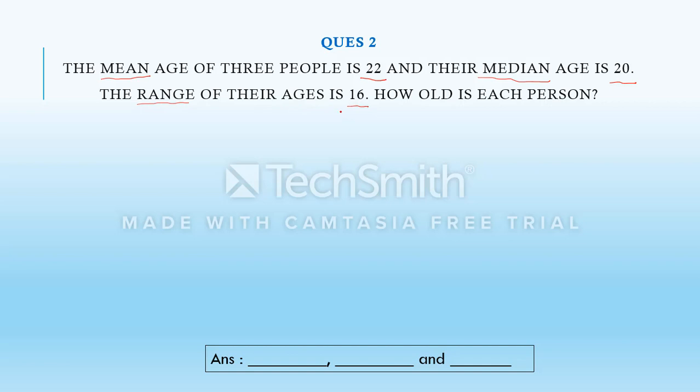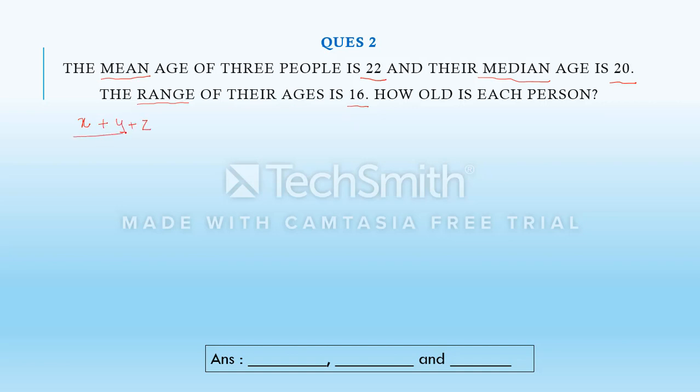Range is another measure of central tendency, and I'm going to be telling you what range is and how we can apply it in this question. Alright, now since the mean age of three people is 22, let me just presume that the ages of the three people are X, Y and Z.